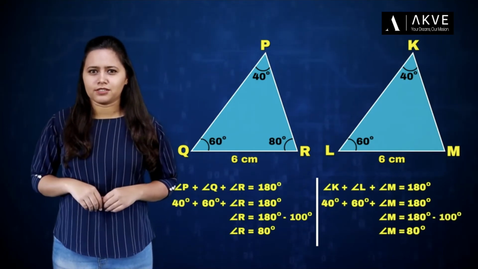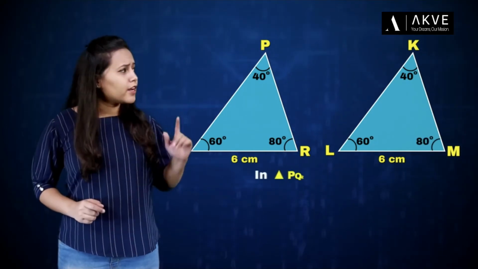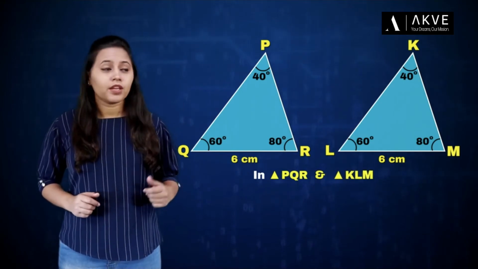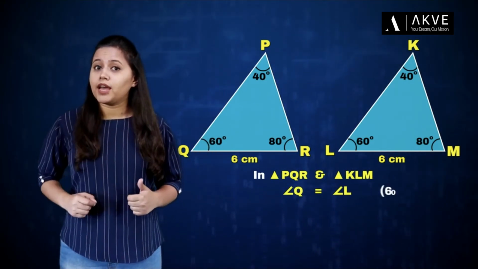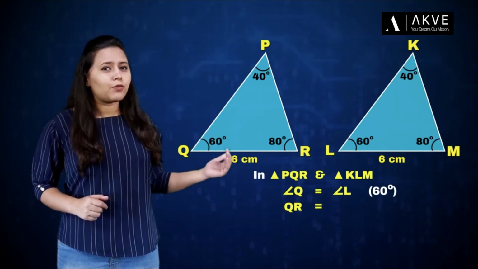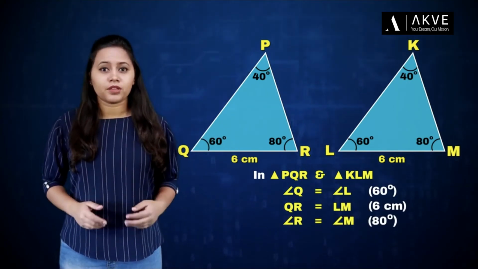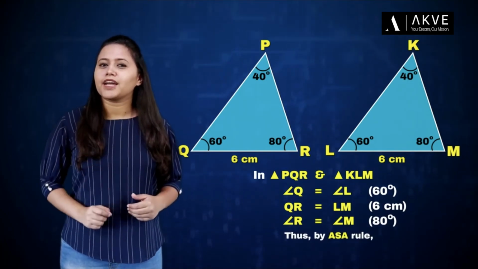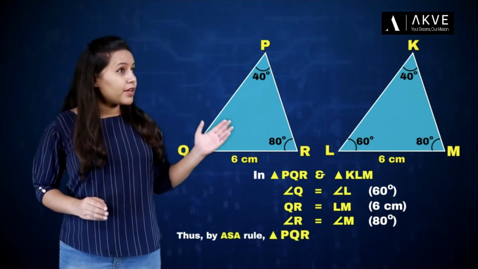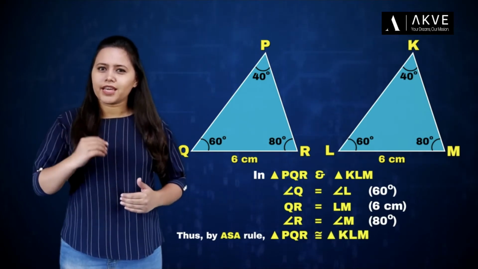which implies angle M is equal to 80 degrees. Now, in triangle PQR and KLM, angle Q is equal to angle L, QR is equal to LM, and angle R is equal to angle M. Thus, by angle side angle congruence rule, triangle PQR is congruent to triangle KLM.